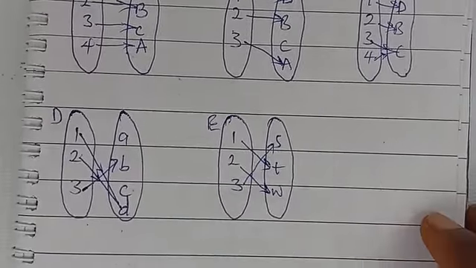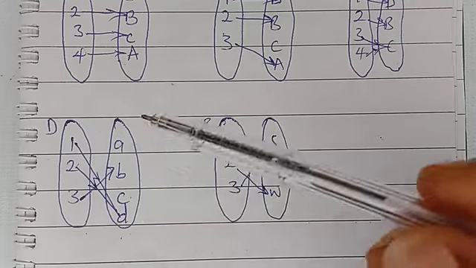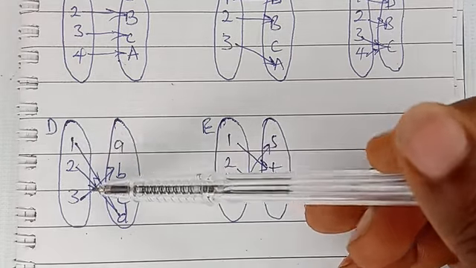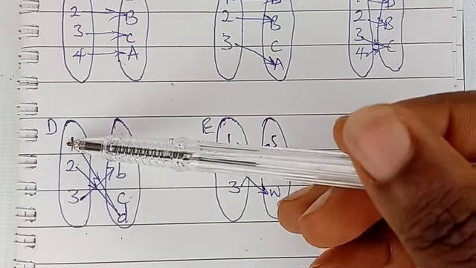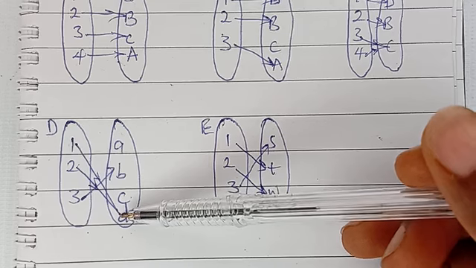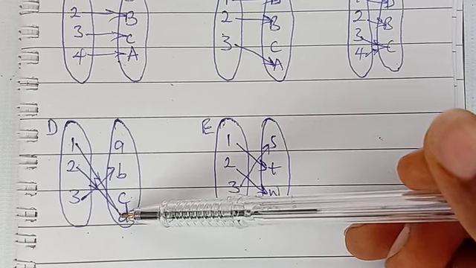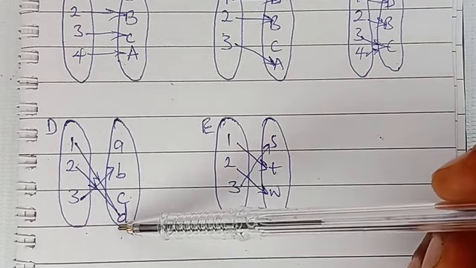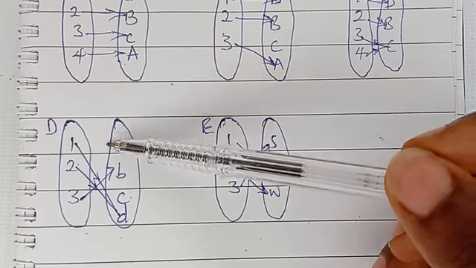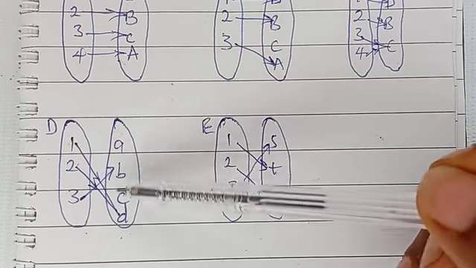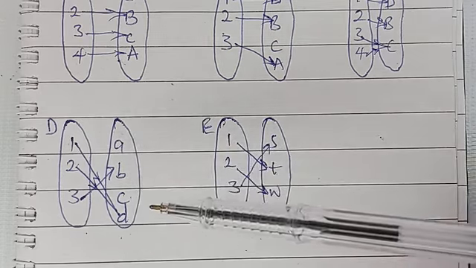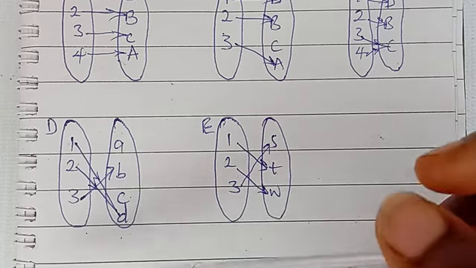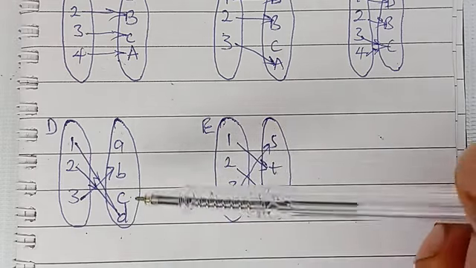Okay, so we look at the D part of the question. We can see that these two have been mapped to one element of the codomain set. So this is not a one-to-one. And as well, we can see that these two elements here have not been mapped. So this is not an onto mapping. It is not surjective. It's not bijective. It is none of the above.